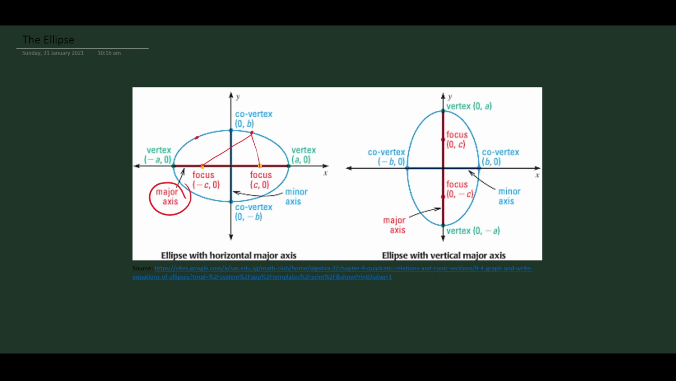If we select another point here, the distance will be the same, and the point here, the distance will be the same. So any point on the ellipse. That is basically how you define an ellipse.